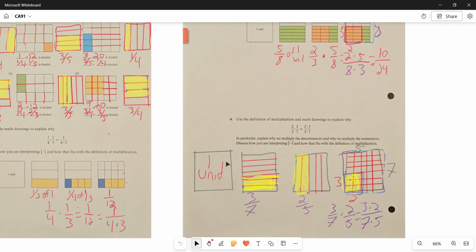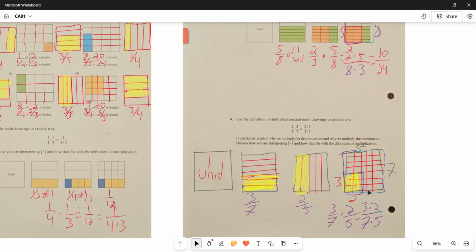So the way I did it, I got 1 unit here, then I represented 3/7 to show you 1, 2, 3 shaded in, and then I represented one that just had broken into fifths, 2/5 shaded. Then over here you can see I impose them on each other, put them on top of each other. This one here is 3/7 of 1 unit. This is 2/5 of 1 unit.